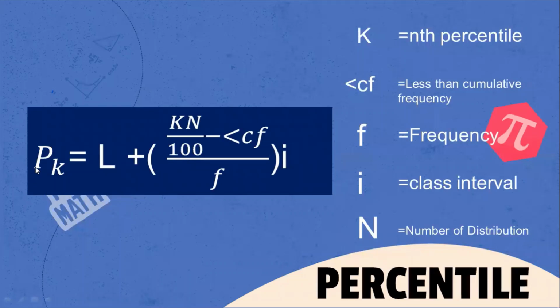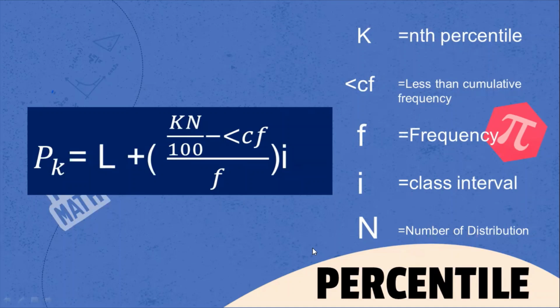For percentile, P sub k is equal to L plus the quantity of k multiplied by n over 100 minus less than Cf, over F, multiplied by I, where k is the nth percentile, less than Cf is the less than cumulative frequency, F is the frequency, I is the class interval, and n is the number of distribution.